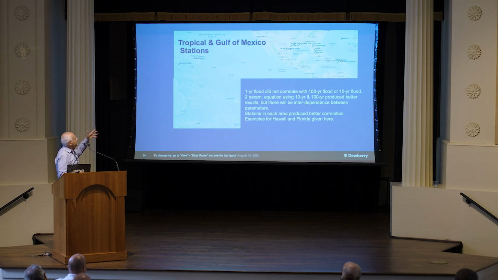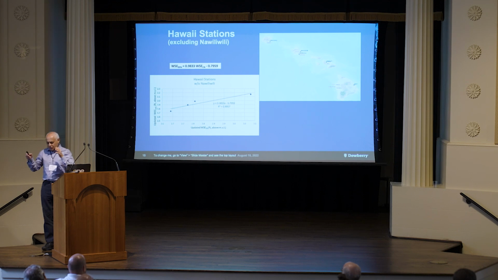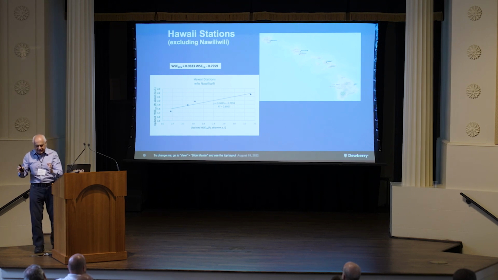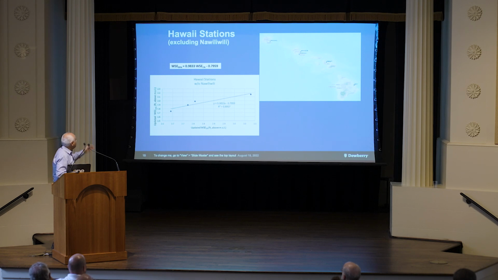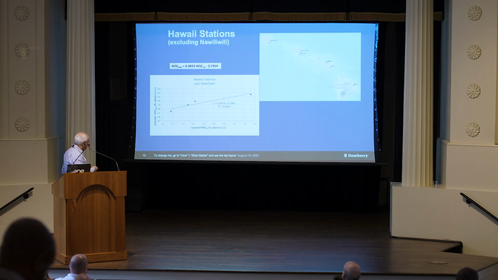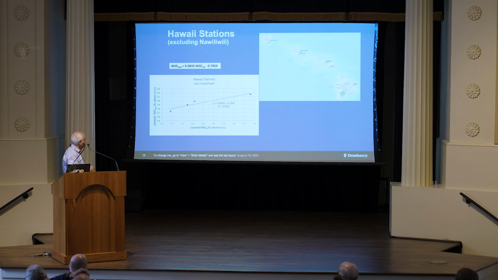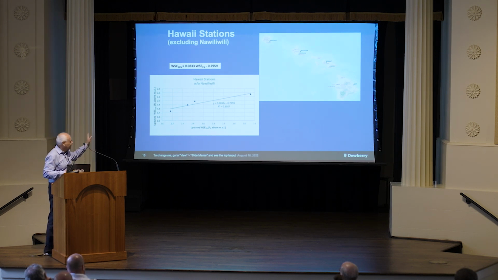So instead of developing an equation for the entire region, I had to go down to smaller areas, subsets of the region. For example, for Hawaii stations, if you exclude one of the available stations, you can get this equation which predicts the 1-year water surface elevation based on the 100-year flood elevation. Simple linear correlation here because there's only four really valid points available.